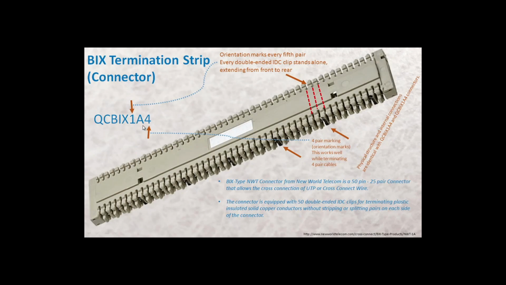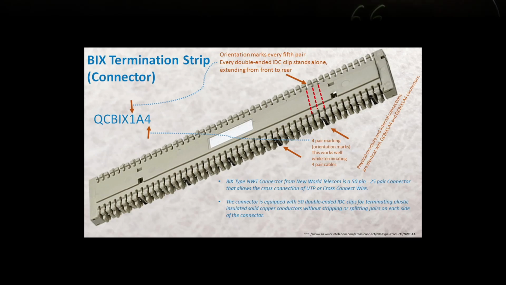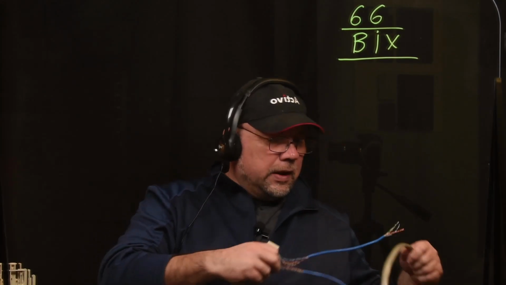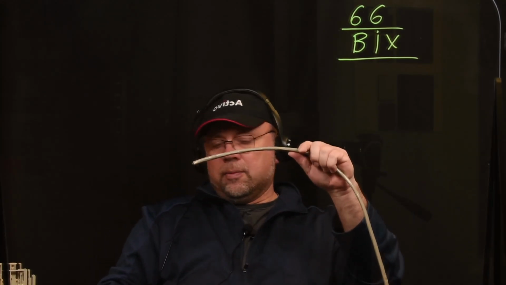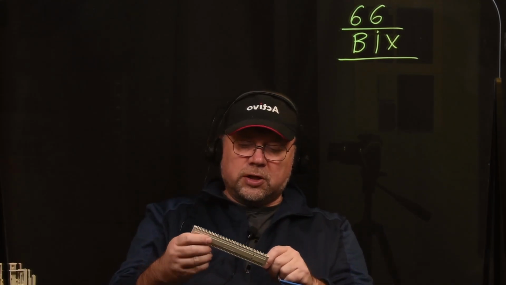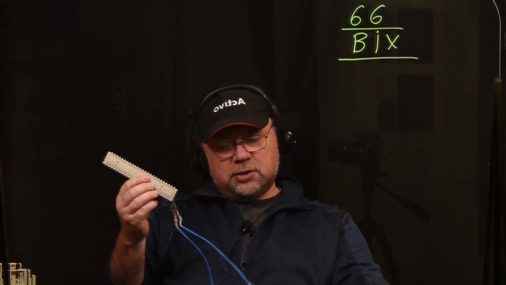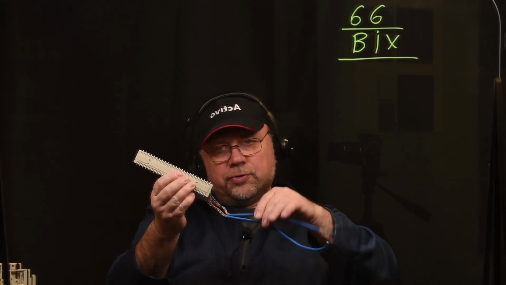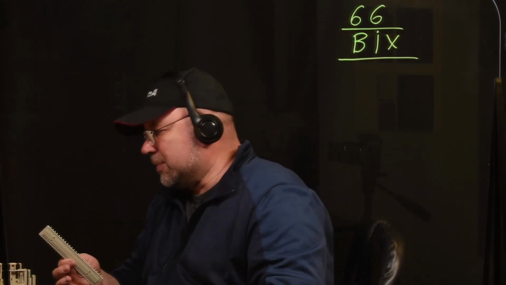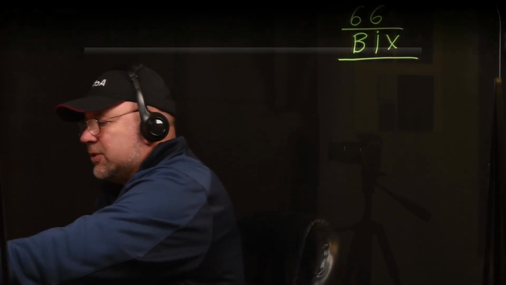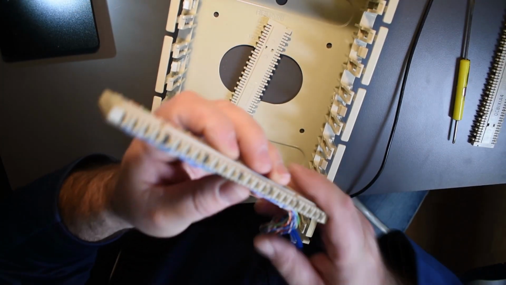All right, so here's the 1A4, so that tells us that there's a 1-to-1 connection, and the orientation marks are every 4th pair. Why would we want to use the orientation mark every 4th pair? Well, sometimes instead of terminating 25 pair cable onto the termination strip or connector, you can terminate a bunch of 4 pair cables. Okay, so this would help us to distinguish the placement of cables on 1-to-1 basis. And 1-to-1 basis, what am I talking about?